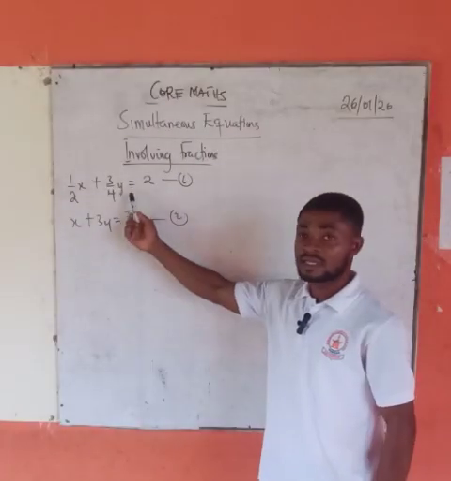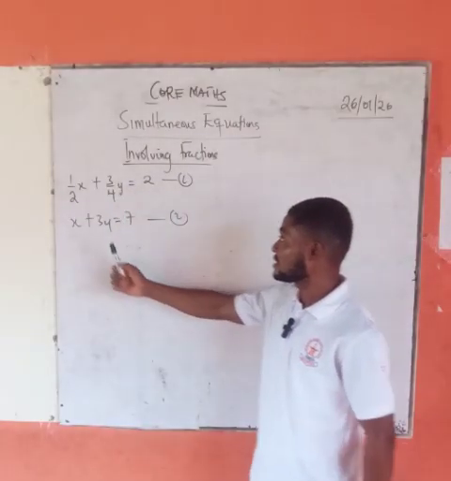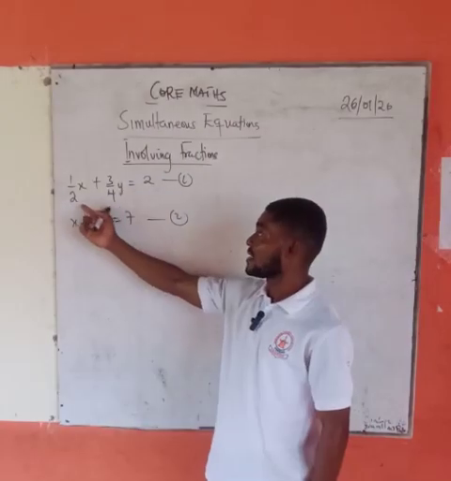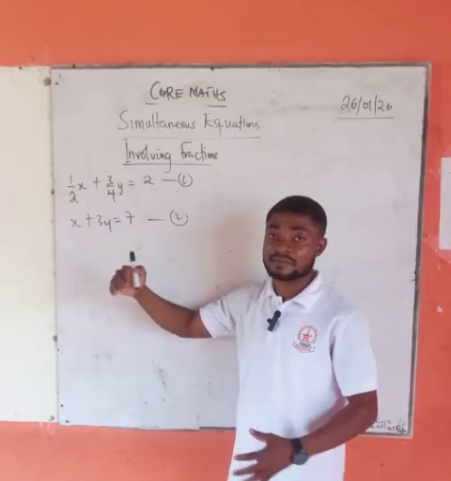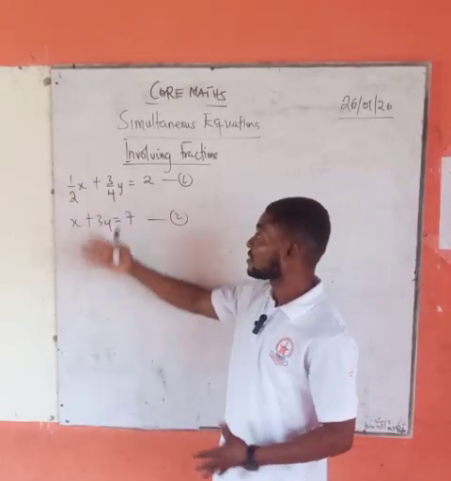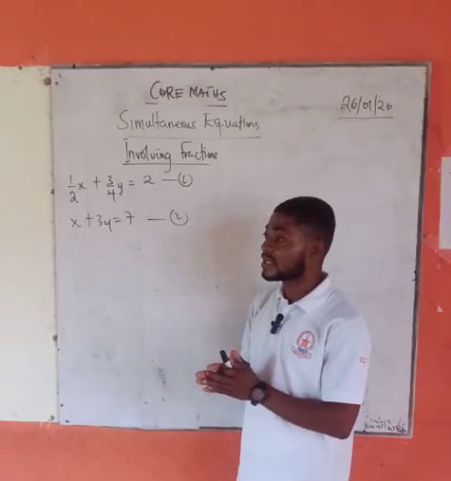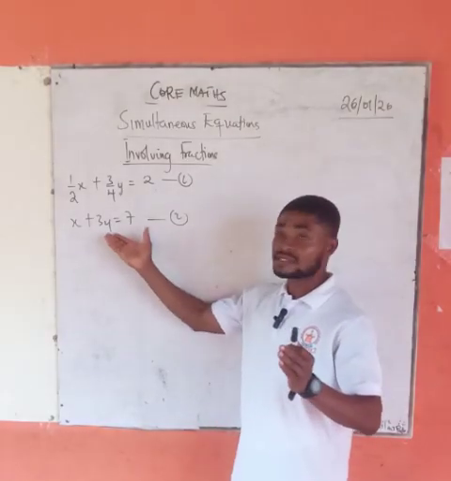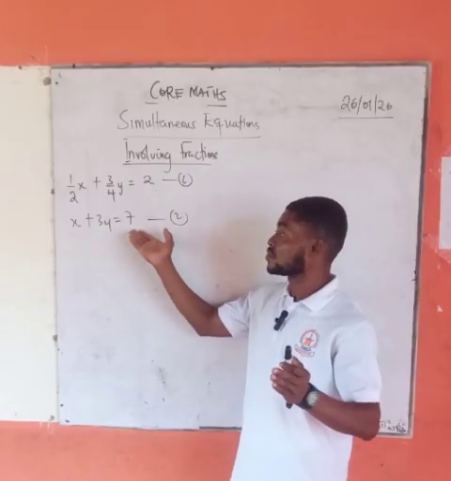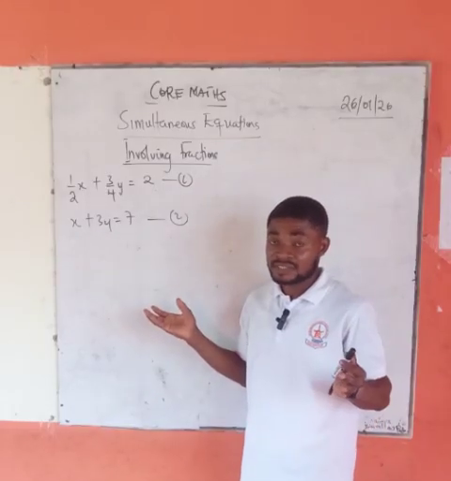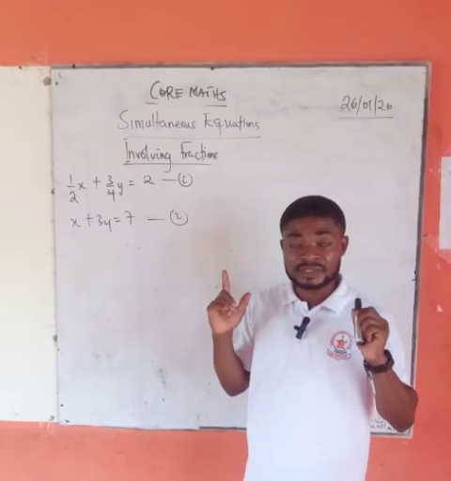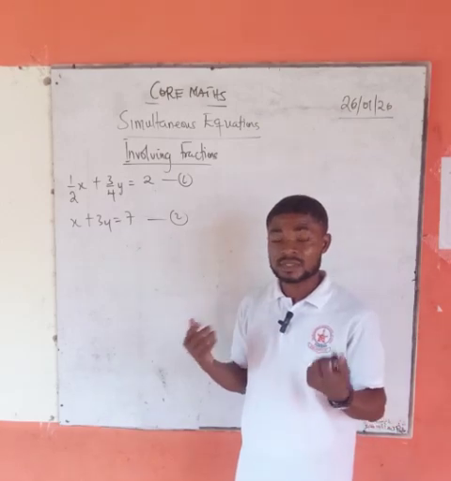From the question on the board, you can see that equation 1 contains fractional parts. The question reads 1 over 2 x plus 3 over 4 y is equal to 2. That is equation 1. And then equation 2 is x plus 3y is equal to 7. In equation 2, you can see clearly that there is no fraction. So what do we do now?